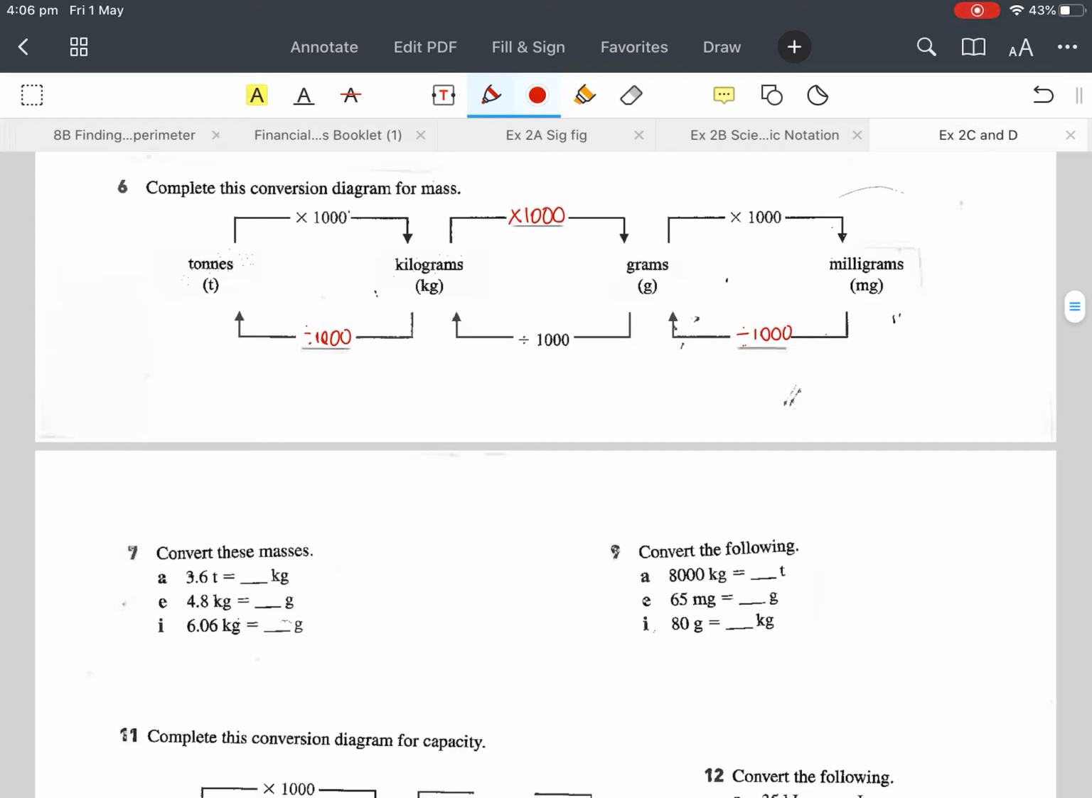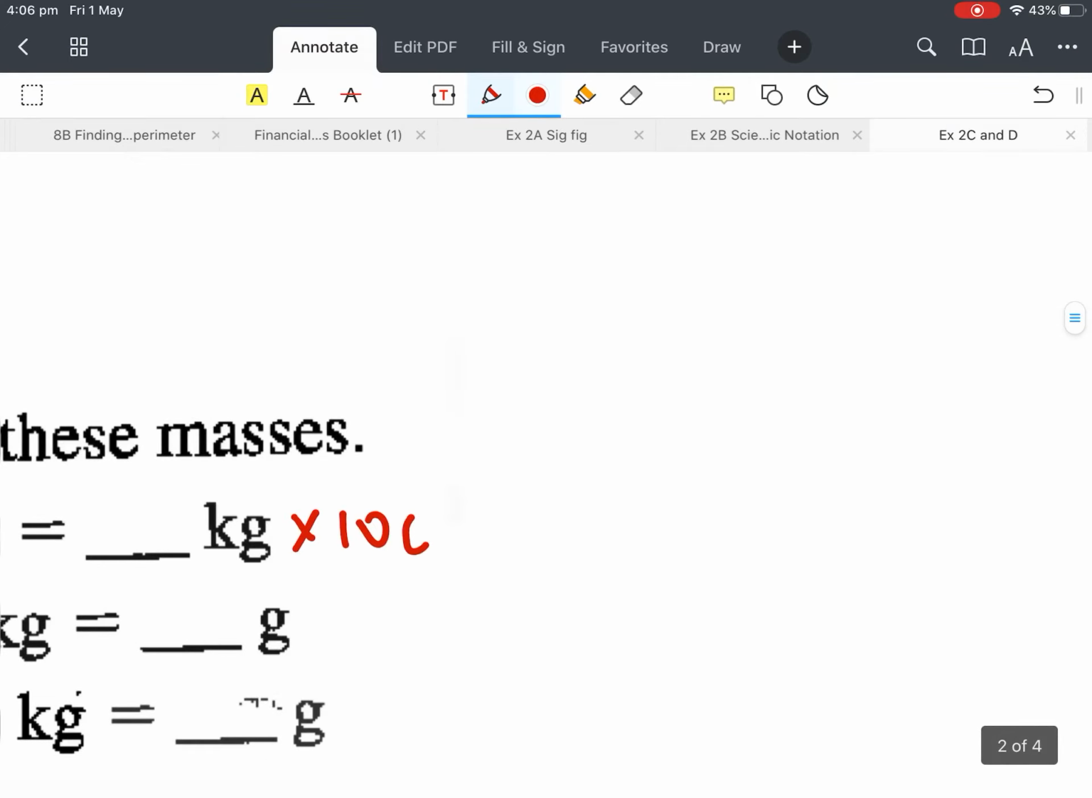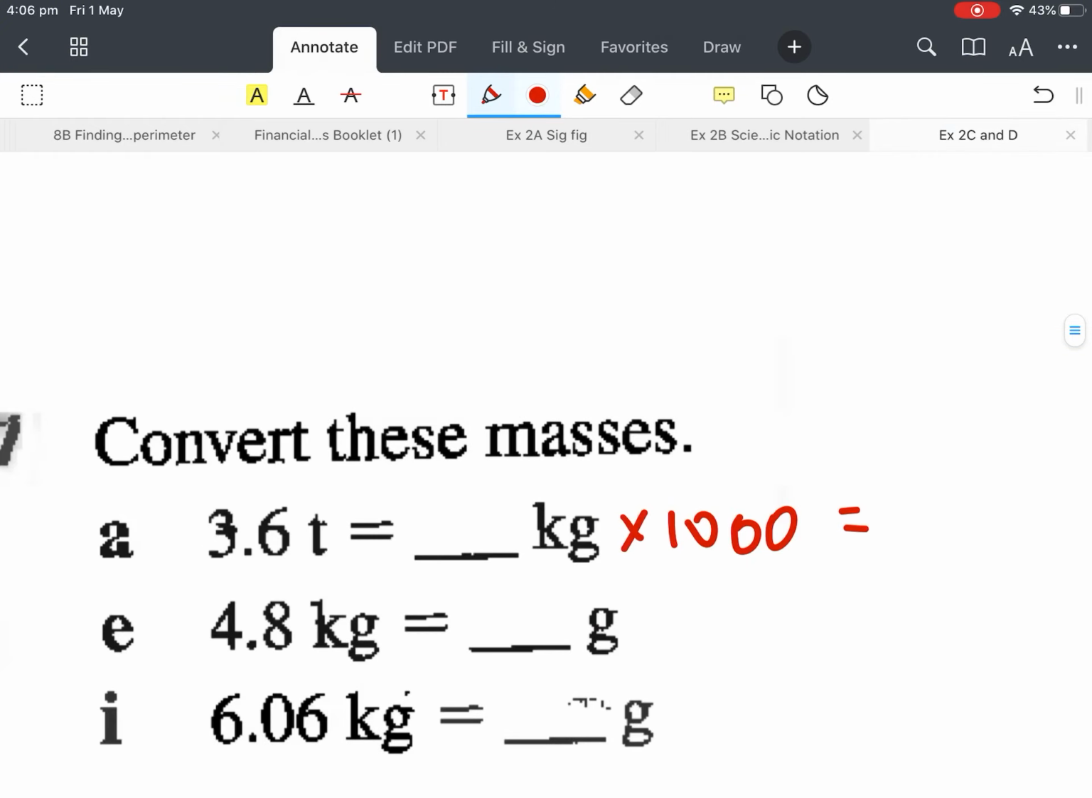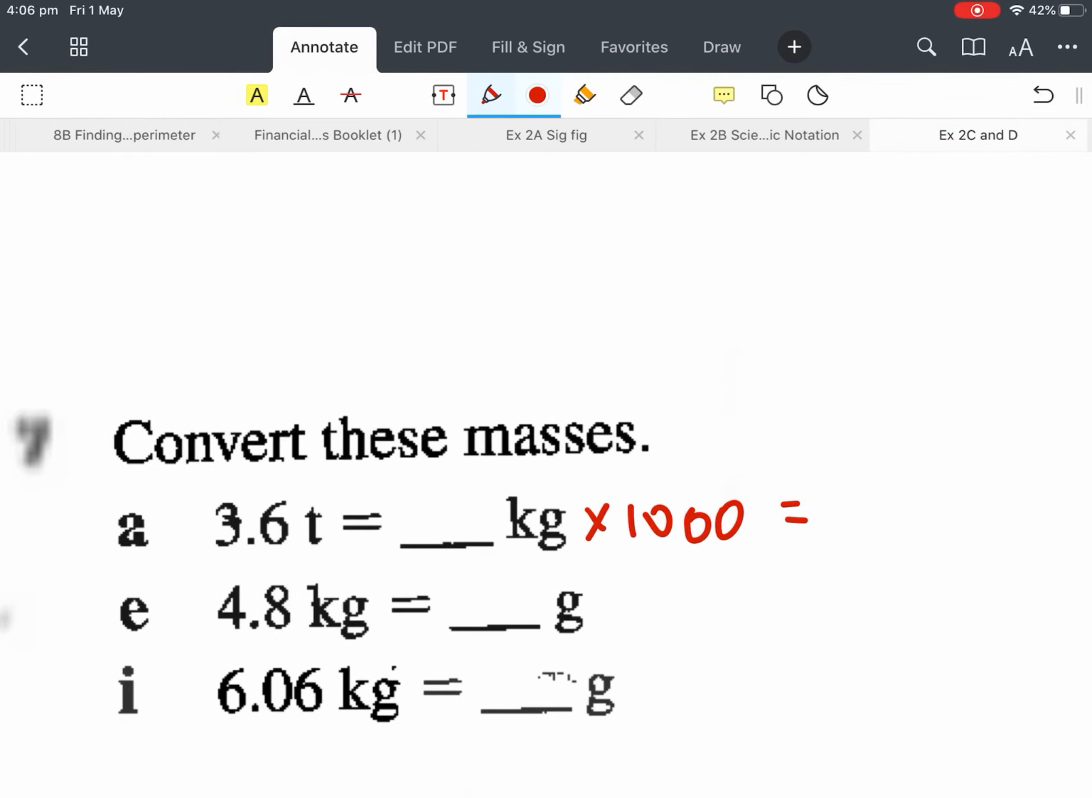Let's have a go at 7. 3.6 tonne to kilos. So have a look at start at tonnes in the diagram. Go to kilos. That means I'm going to times by 1,000. 3.6 times by 1,000. 1, 2, 3 is 3,600 kilos.